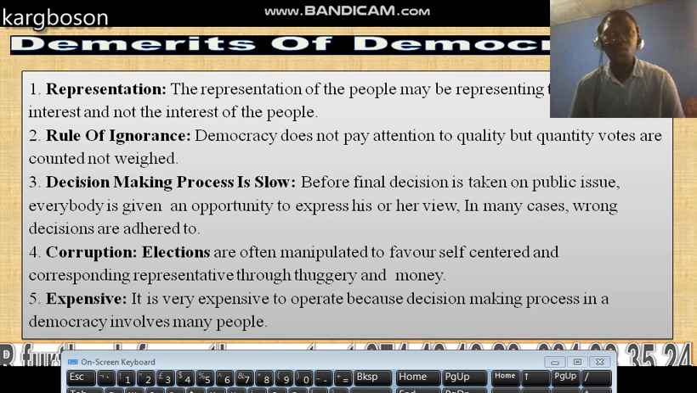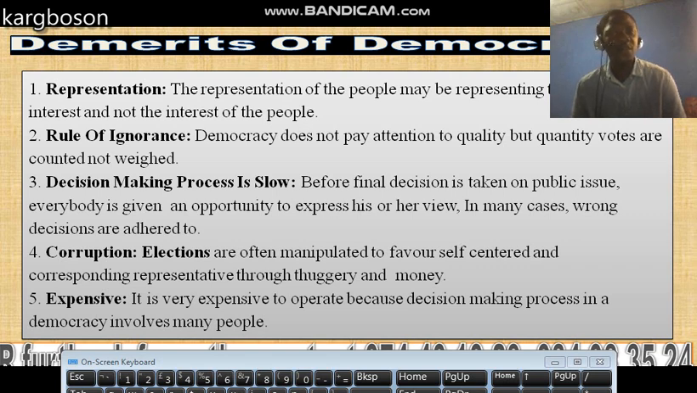So let's look at the demerits of democracy. One, look at the representation. The representatives of the people may not be representing the interests of the people or the interests of the citizens. We've seen situations where honorable members of parliament who are elected into those positions to represent the citizens tend to represent themselves and not the people, or rather the interests of the citizens. That is another problem of democracy.